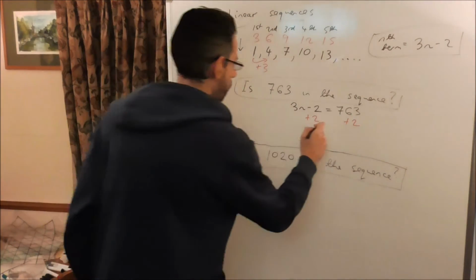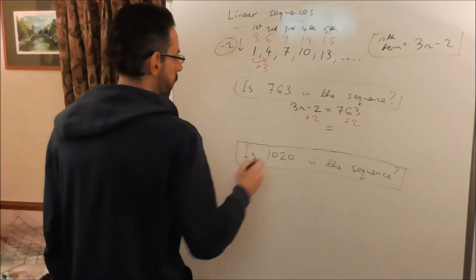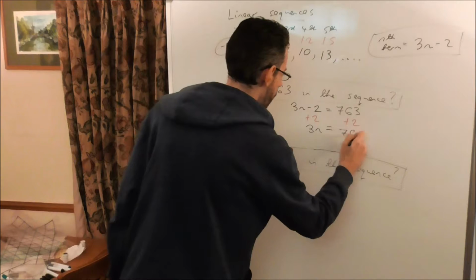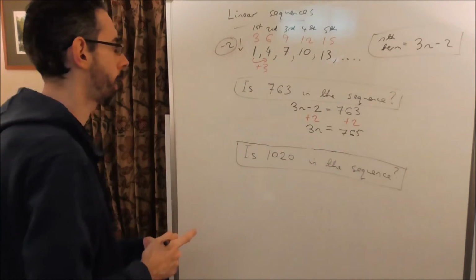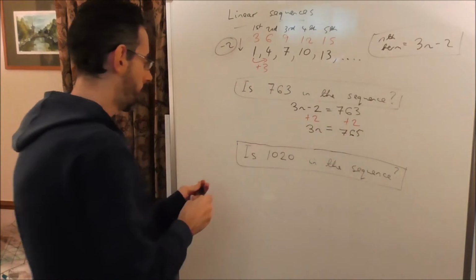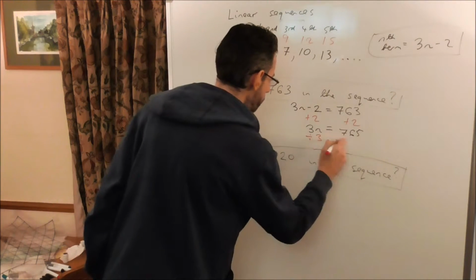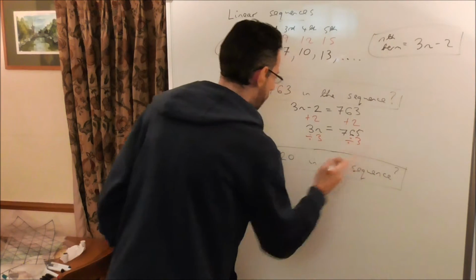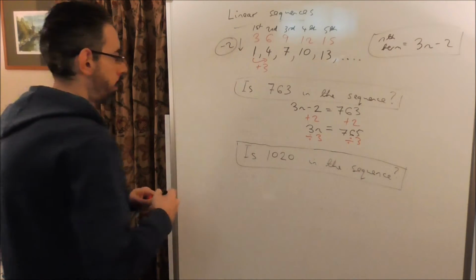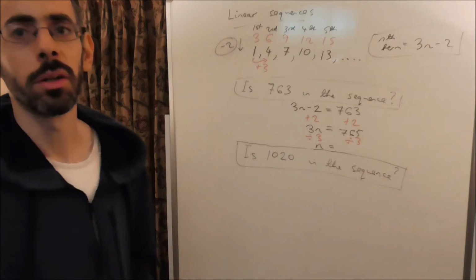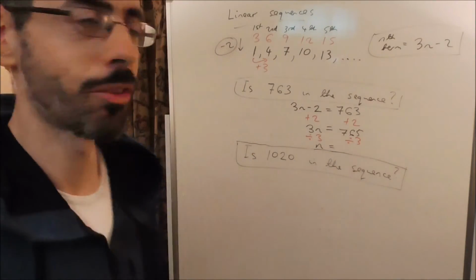Let's just write down what we've got left on each side. So on this side you've just got 3n. On this side you've got 765. So we want to get n on its own. On this side we've now got n times 3, so we have to divide by 3. And of course you've got to do the same to this side as well, divide by 3. So we're left with n on this side, and 765 divided by 3. I don't know that off the top of my head, so let's do that at the side.